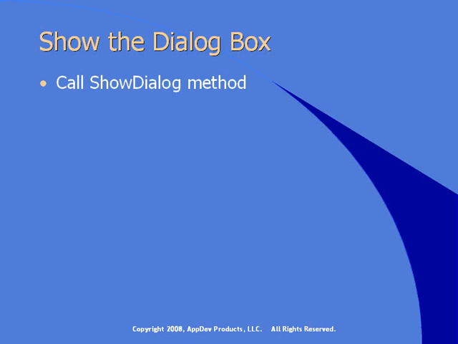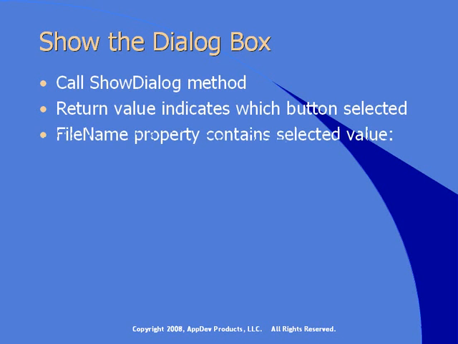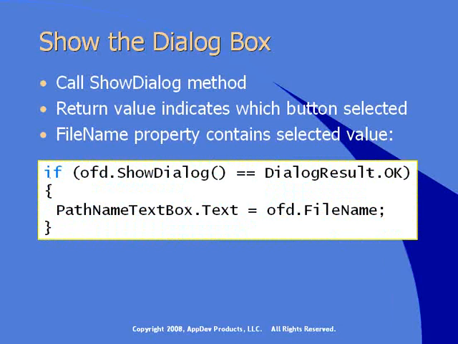To show the dialog box, you call the ShowDialog method. This method returns a value which indicates which button you selected on the dialog box. The FileName property then contains the selected value, and you can write code like this. If the ShowDialog method equals DialogResult.OK, then take the FileName property of the OpenFileDialog and insert it into a text box or whatever else you want to do with that file name.